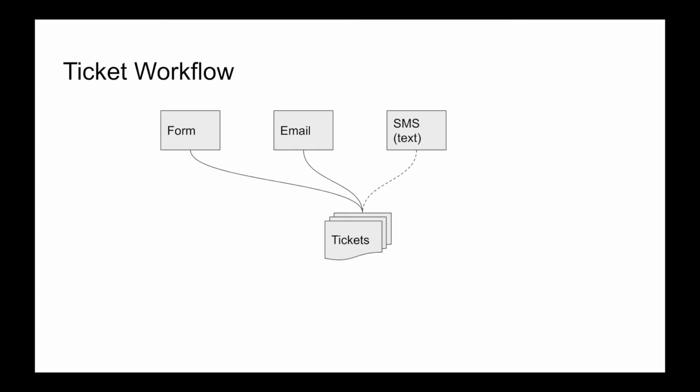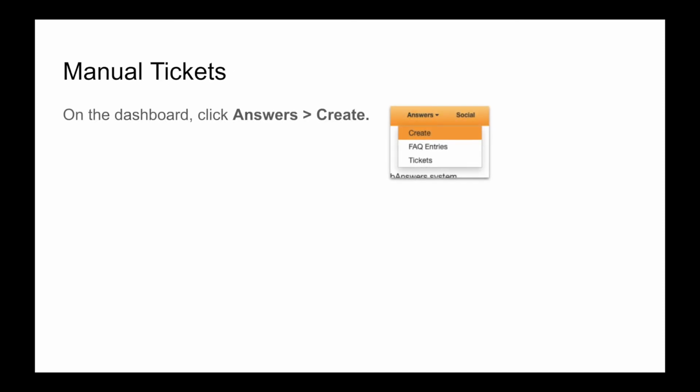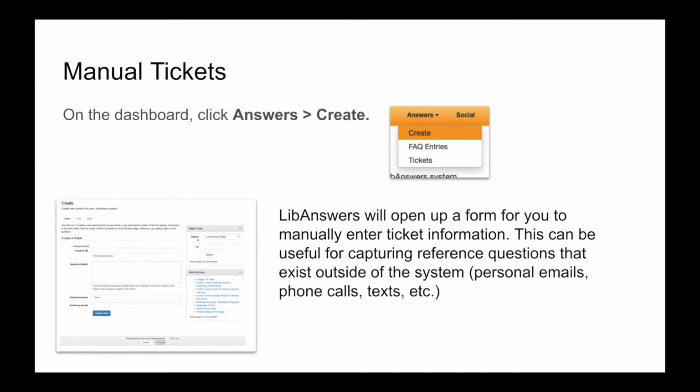Okay, so here's the ticket workflow. There is a fourth way that we get tickets into the system, and that's through manual entry. So we can manually enter a ticket. When you're on the dashboard, you can click the answers dropdown in the header. You can click the create button. And it's going to bring up a form that looks just like that submission form.